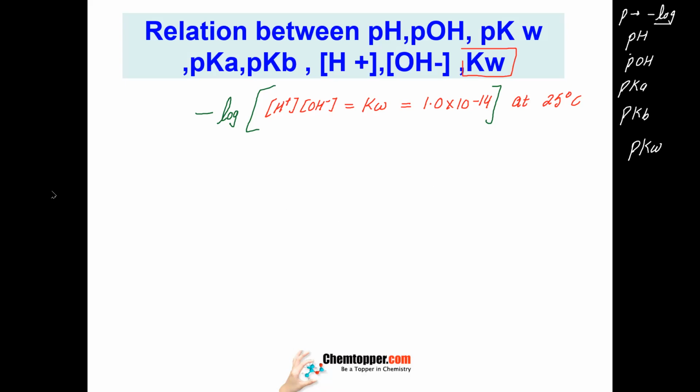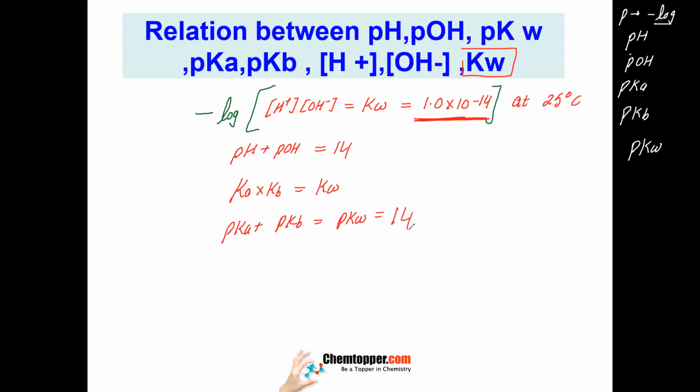So when I take the negative log of this, we get an equation that pH plus pOH is 14. Then we have this equation that Ka times Kb is Kw. Then from here we have pKa plus pKb is pKw. pKw, if you take the negative log of this number, is 14. And we did questions based on that. So pH, pOH, Ka, Kb, pKa, pKb, pKw, they all are interrelated.